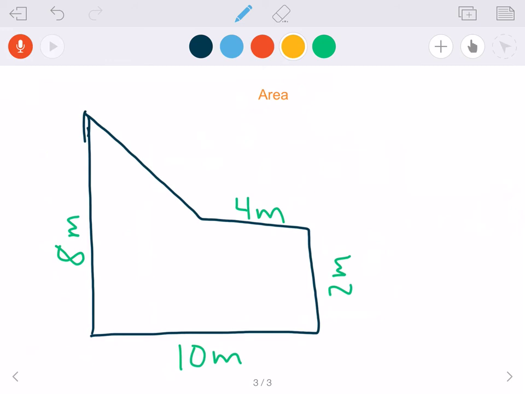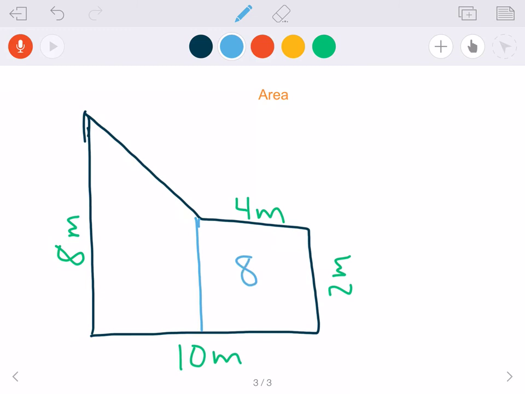When we're looking for area, this is where we're going to start breaking the shape down into shapes that we're familiar with. We could do it 2 different ways. The first way is if I'm looking at this shape, some of you might see it broken down this way, where it looks like a trapezoid and a rectangle. To find the area of this rectangle, we've got 4 by 2. 4 by 2 is 8.